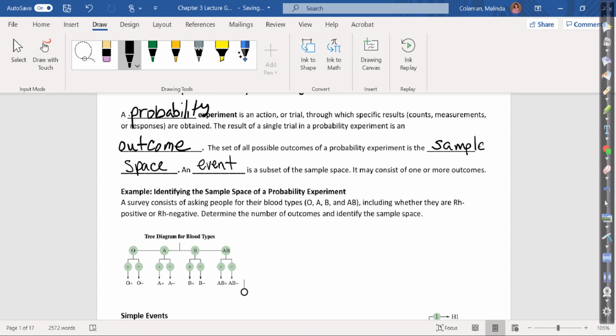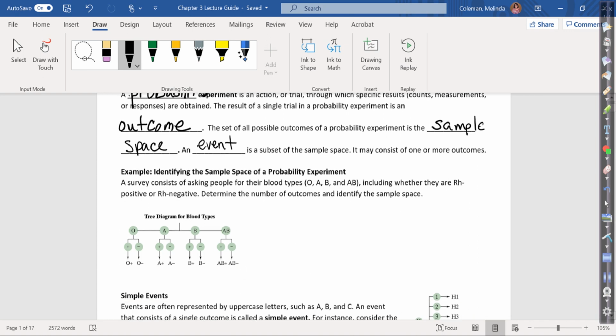So one more time, the probability experiment is the action or trial that you're going to take. A single result of that trial is called an outcome. All the possible outcomes is called the sample space, and an event is a subset of that sample space that may consist of one or more outcomes.